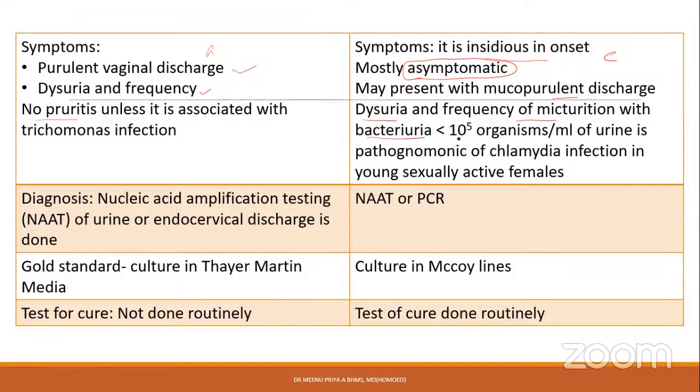It is more than 10 to the power of 5 organisms per ml of urine, which is pathognomonic of chlamydia infection in young sexually active females.